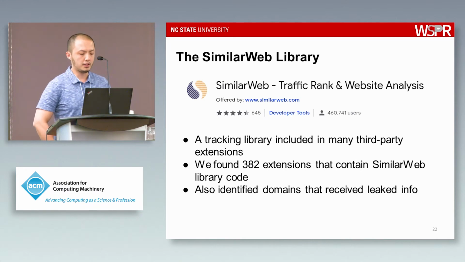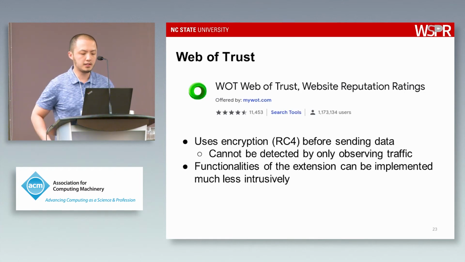And from the results of our analysis, we found 382 extensions that included the SimilarWeb library code. And we also identified domains owned by SimilarWeb that received the leaked information. The second case study is the Web of Trust extension that I mentioned at the beginning of this talk.